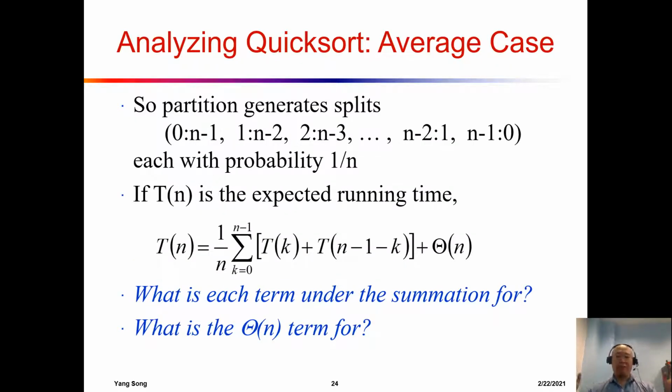Then if we want to add all the possible costs of all the possible partitions together, we have to have a summation, or the sigma, in our T(n). That is, for any k value between 0 and n minus 1, we are going to have T(k) plus T(n minus 1 minus k) together, and then we put a sigma because k could be any value between 0 and n minus 1, and the probability will be 1 divided by n. And remember, for the partition, the cost will be theta n.